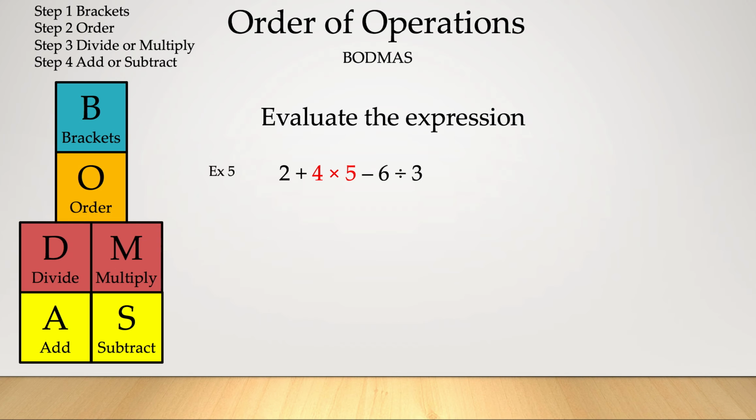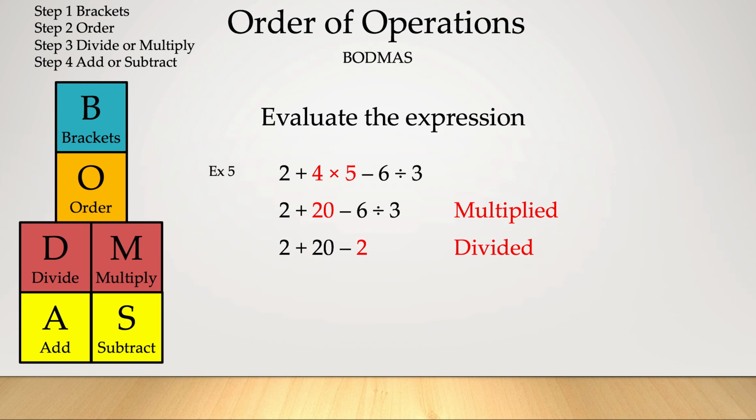So 2 plus 4 times 5 minus 6 divided by 3. So in that process, we're going to do 4 times 5 first, which is 20. And then now we're going to do the 6 divided by 3 because that's the next step, which is 2. Now we're going to add 2 plus 20, which is 22. 22 minus 2 is 20, and that is your final answer.